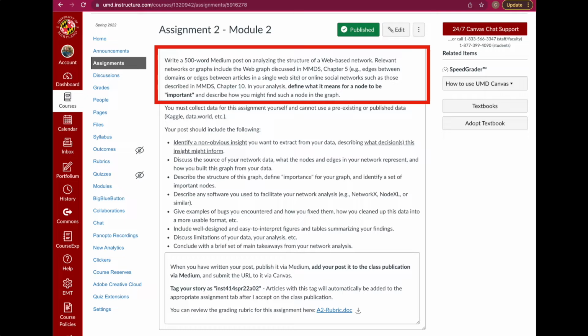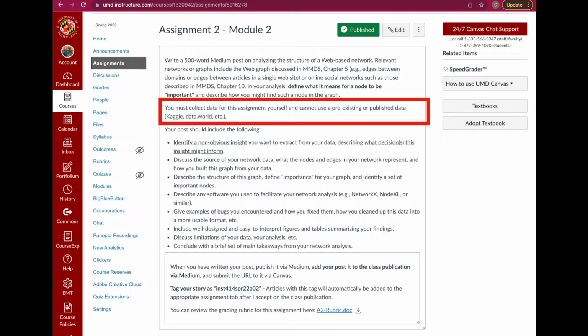Now, the main goal here is to extract graph data, graph structures from web data in some way, using the material that we talk about in Chapter 5 and 10 of MMDS. Crucially, you need to be thinking about what constitutes importance in this graph structure. We'll talk about some metrics for importance today when we talk about trustworthy pages, and we'll talk about metrics for importance and centrality next week.